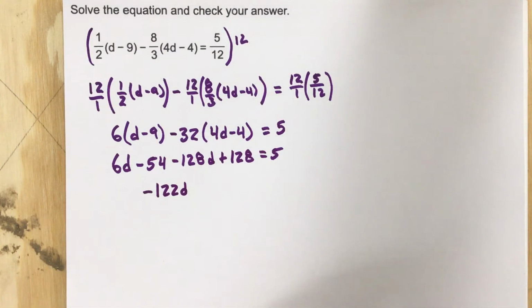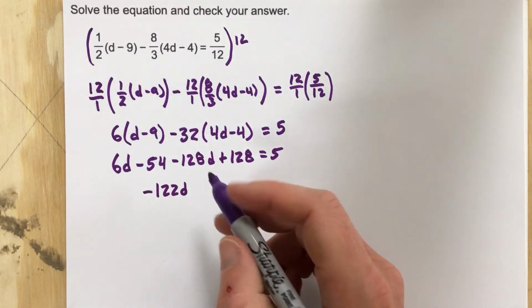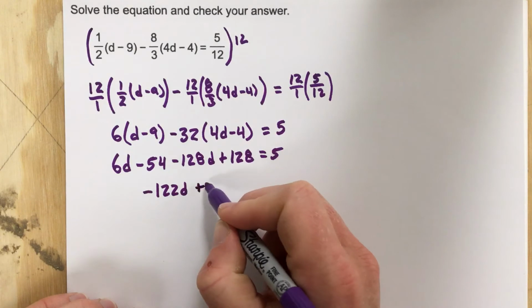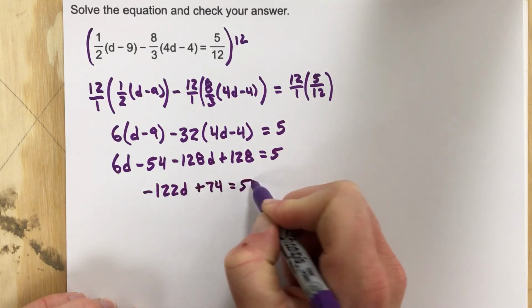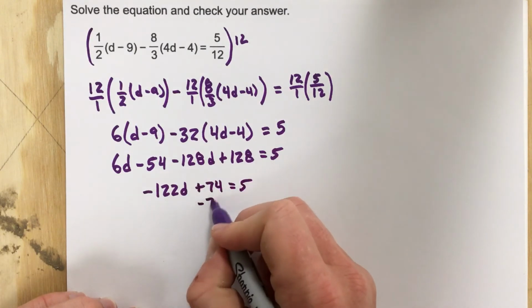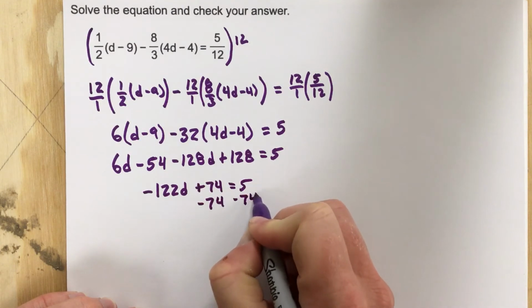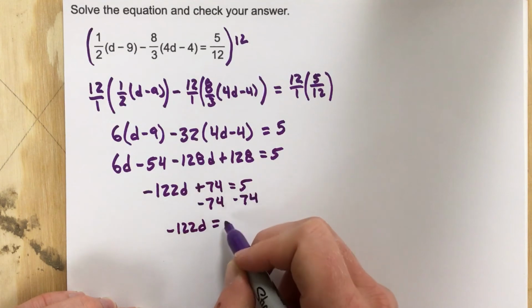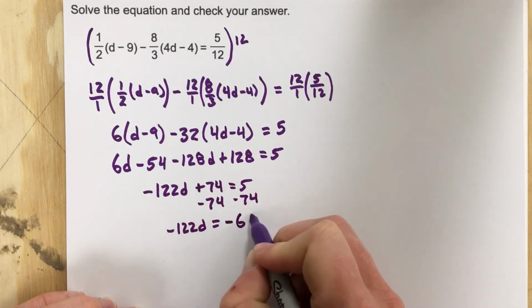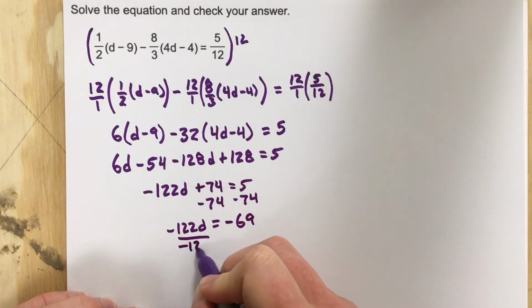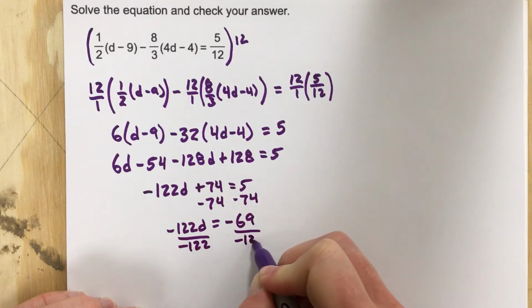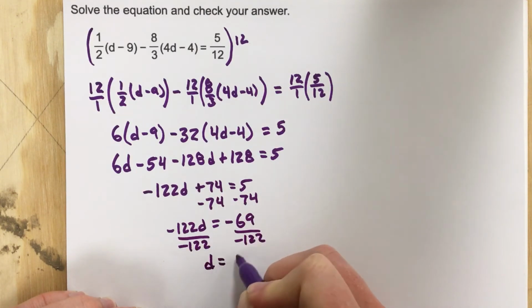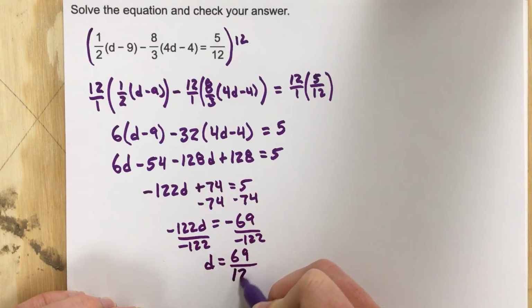Just so we don't make any errors, we'll use a calculator. 74. So plus 74 equals 5. Now we're going to subtract 74 on each side. Negative 122d equals, this would give you negative 69. Divide by negative 122. And we get d equals 69 over 122 for a solution.